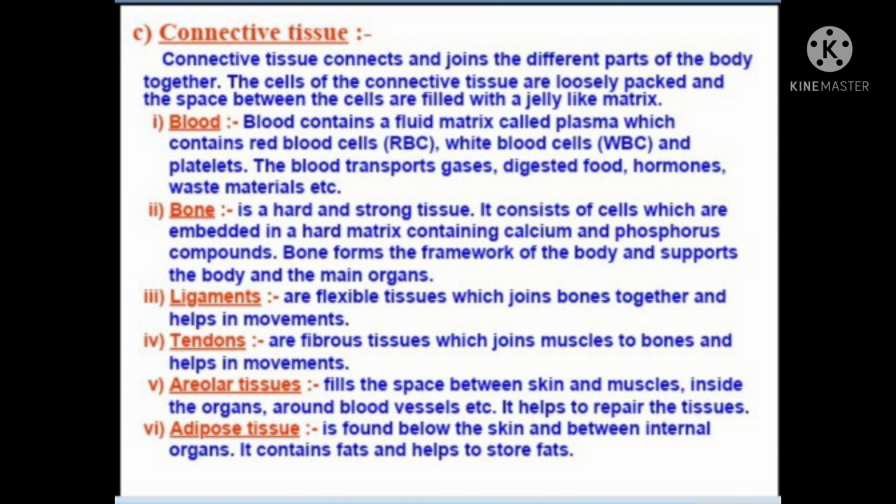These tissues also play a major role in the transport of materials from one tissue to another. They also help in body defense, body repair, and storage of fat. There are different types of connective tissues, each performing different functions.